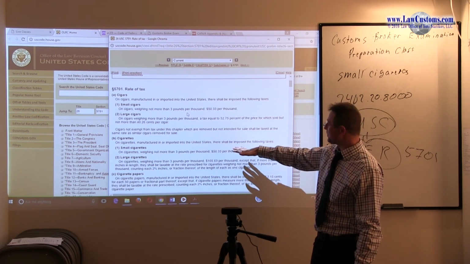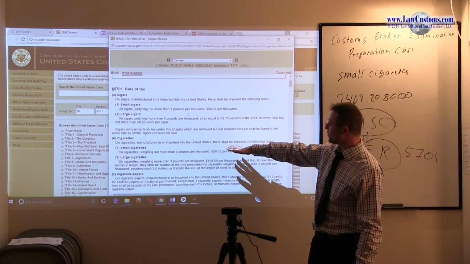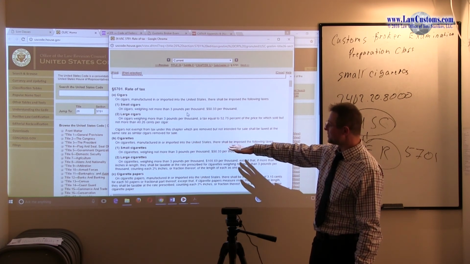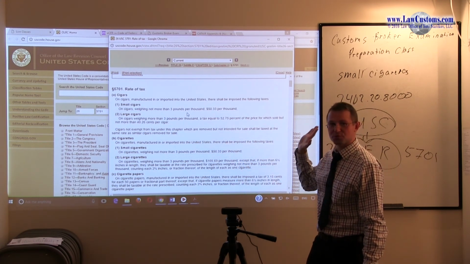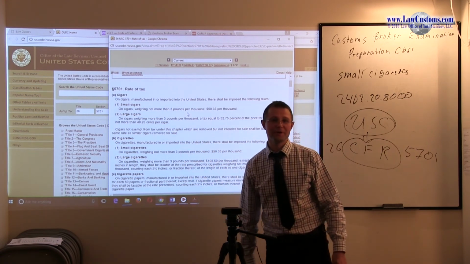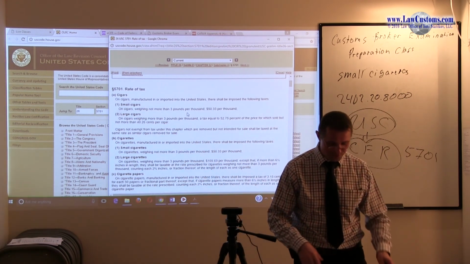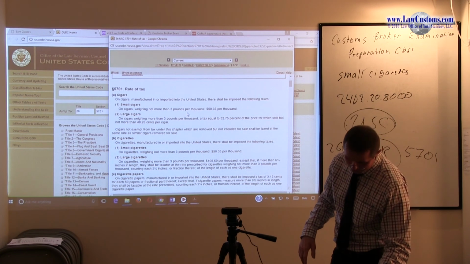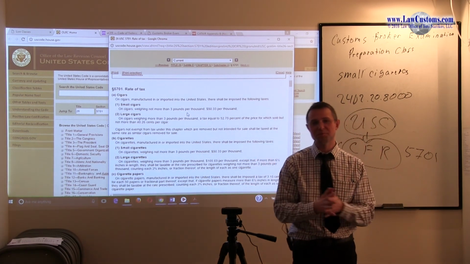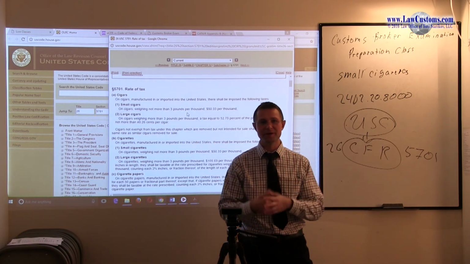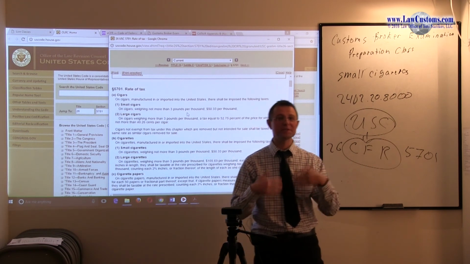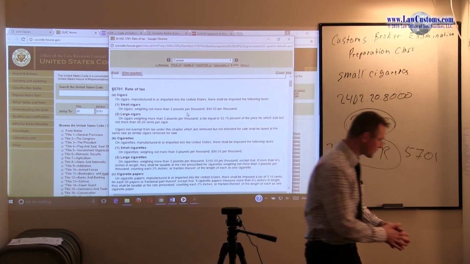So this is the way Congress has written it, and so pretty much once those small cigarettes hit the border, tax liability is imposed upon declaration. So when you fill out that CBP Form 7501, excise taxes in addition to duties must be paid.